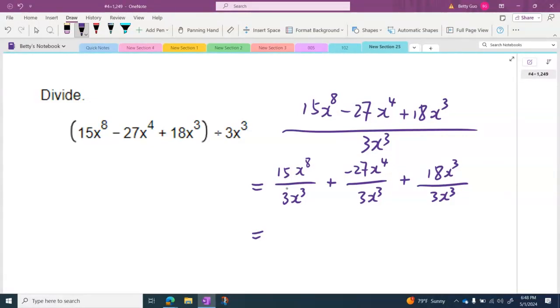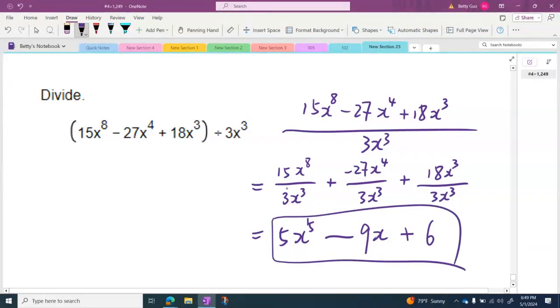Don't rush. 15 over 3, 5. X to the power 8 over x to the power 3, x to the power 5. Negative over positive, second term is negative. 27 divided by 3, 9. X to the power 4 over x to the power 3, x. And the third term is positive. 18 over 3 is 6. X cubed will cancel x cubed. So this is the answer we're going to enter.